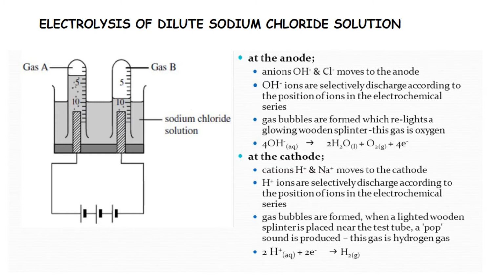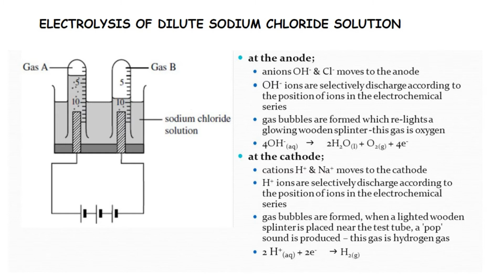And how do you test the gas bubbles? When OH minus is discharged, we know oxygen gas has been produced. You can test it to confirm. Bring a glowing splint towards the gas; it relights, so it is confirmed that the gas produced was oxygen. And the equation is 4OH minus gives 2H2O plus O2 plus 4 electrons. So electrons are being released, which means the anode always undergoes oxidation. What happens at the cathode?